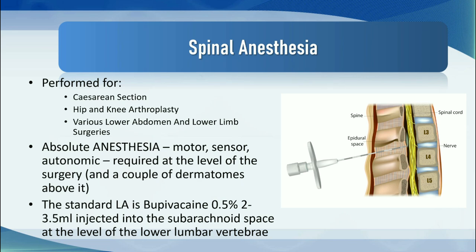A modest dose of 0.5% bupivacaine injected into this space will provide absolute anesthesia, motor, sensory and autonomic, required at the level of the surgery and a couple of dermatomes above that. The standard local anesthetic is 0.5%, 2 to 3.5 mils injected at the level of the lower lumbar vertebrae.